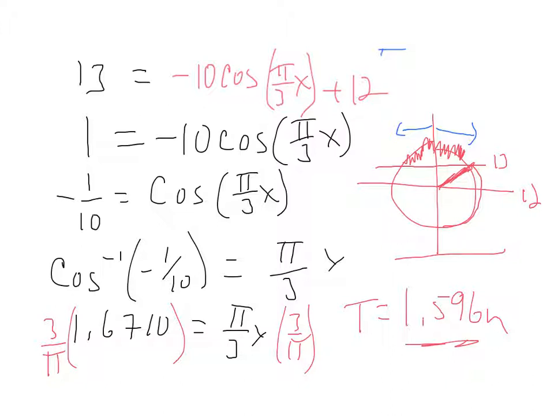So since this x right here is 3 minutes, 3 minutes minus 1.596 minutes, I got 1.404 minutes, so that is this part here. So all I'm going to do is double that. So that tells me it stays above 13 for.